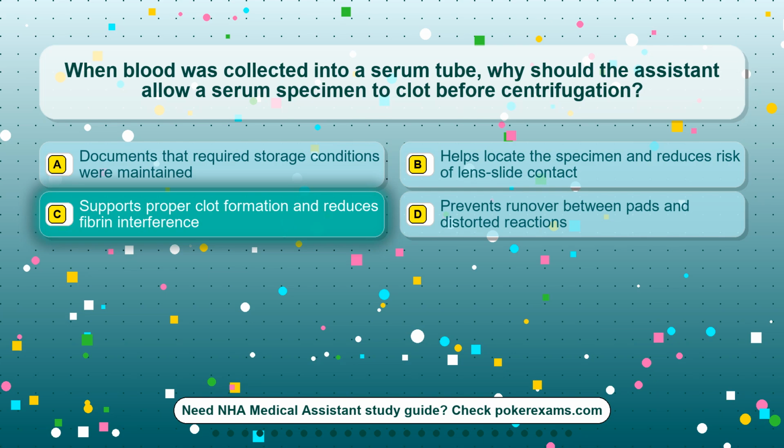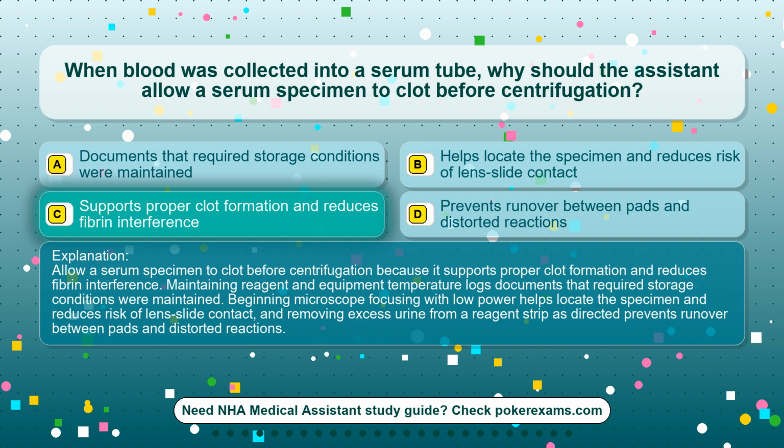The correct answer is option C. Supports proper clot formation and reduces fibrin interference. Allow a serum specimen to clot before centrifugation because it supports proper clot formation and reduces fibrin interference. Maintaining reagent and equipment temperature logs documents that required storage conditions were maintained. Beginning microscope focusing with low power helps locate the specimen and reduces risk of lens-slide contact. And removing excess urine from a reagent strip as directed prevents runover between pads and distorted reactions.